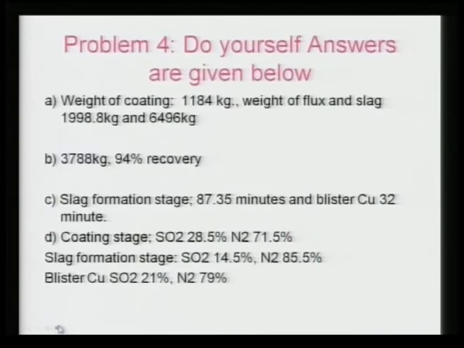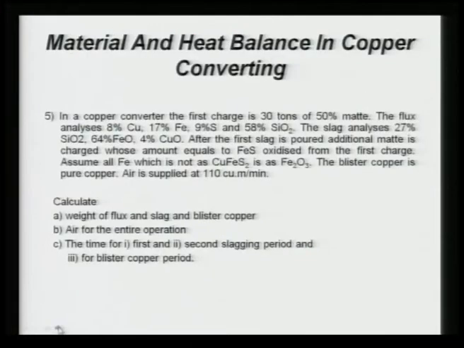Now, here I have given the answers for this particular problem, but my request is, please see the answer only when you have solved the problem. Now, here is problem number 5. In a copper converter, the first charge is 30 tons of 50% matte. The flux analysis is given, and the slag analysis is given. Now, after the first slag is poured, additional matte is charged, whose amount equals the FeS oxidized from the first charge. Assume all Fe which is not as CuFeS2 is as Fe2O3. The blister copper is pure copper, and air is supplied at this particular rate.